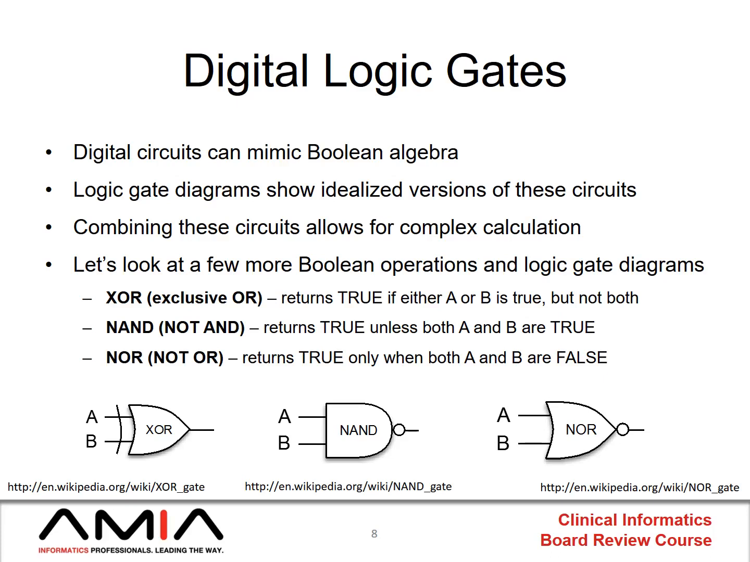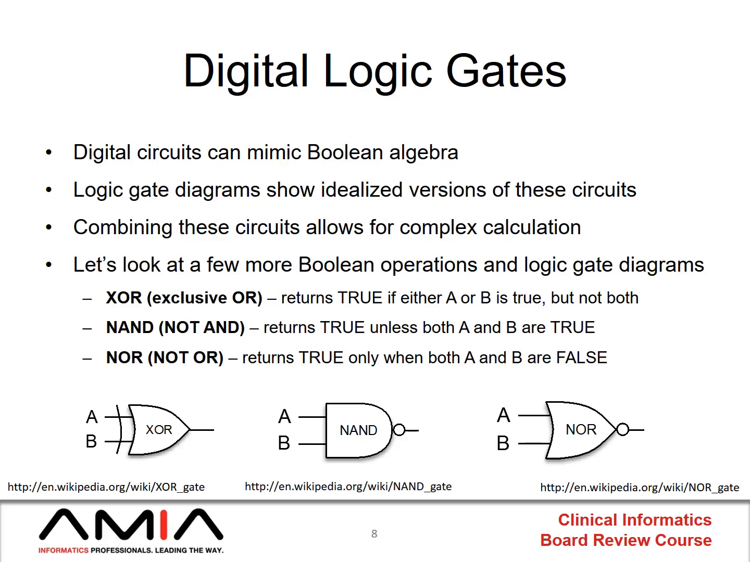The next gate that Boole described was this thing called the not and operator, or the not and gate, often abbreviated as NAND, N-A-N-D. And this one will return true unless both A and B are true. So the easiest way to think of this one is that it's the opposite of the and, whereas the normal AND operator, if A was true and B was true, would return true. This one, when A is true and B is true, returns false. In every other circumstance, it will return true.